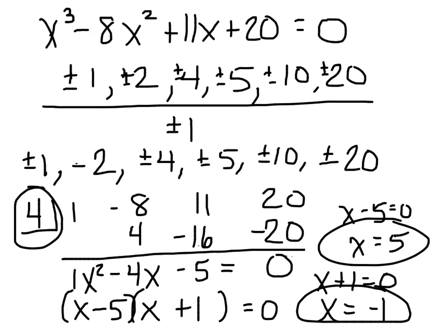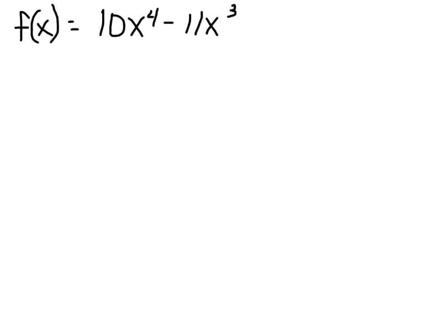So, let's do another one. Shall we? F of x equals 10x to the 4th minus 11x to the 3rd minus 42x squared plus 7x plus 12.